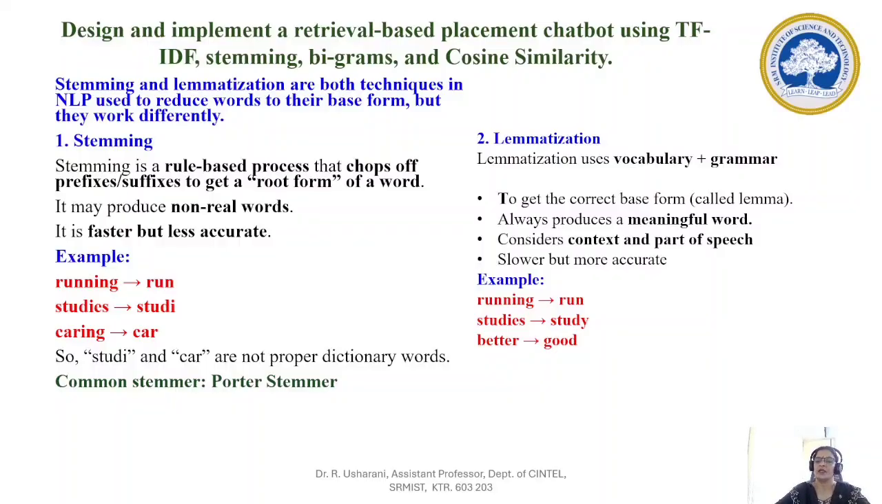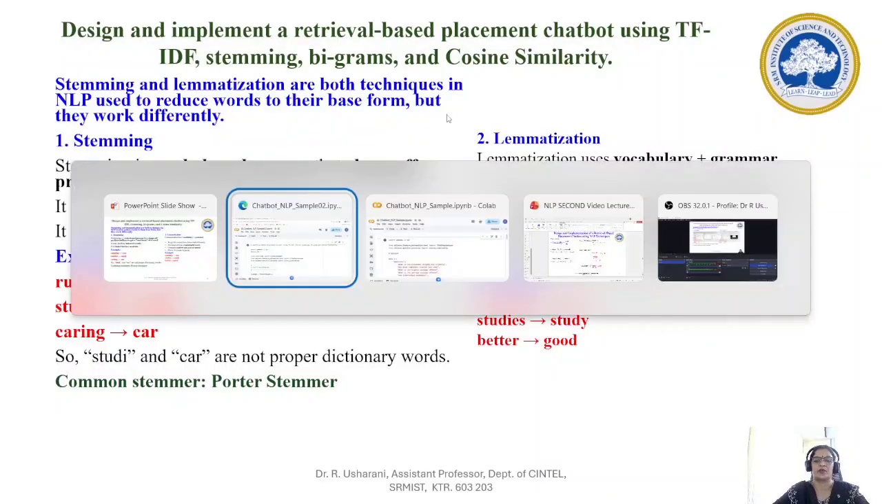For example, running: the suffix ing is removed from this word, then we can get run. Studies, look at and compare this with the previous stemming process. Here in lemmatization, studies gives the meaningful word study. Similarly, better can be transformed into good. First we will implement the stemming and bigram into our previous program. Then watch the results.